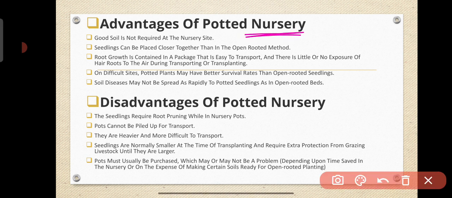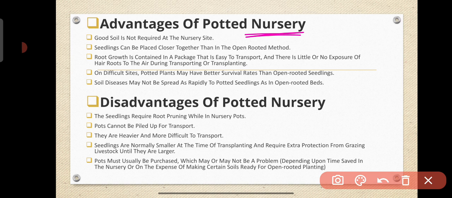Next we have the advantages and disadvantages of potted plants. Means we are growing the plant in a pot. So in case of potted plants, good soil is not required at the nursery side. Seedlings can be placed closer together than in the open rooted method. Obviously in open rooted we have to place them at a certain space with a particular spacing, but in case of potted plants, we do not have to take care of these things. We can place the seedlings closer.